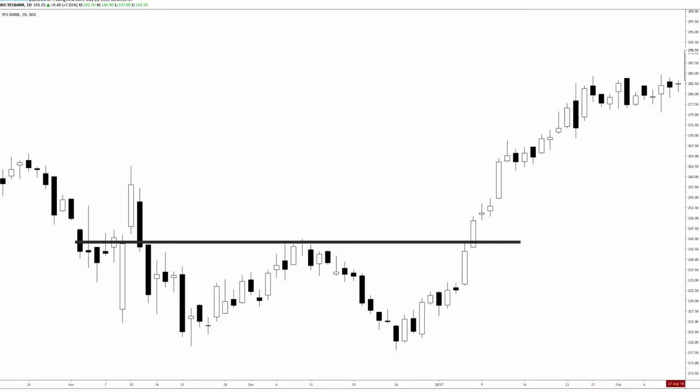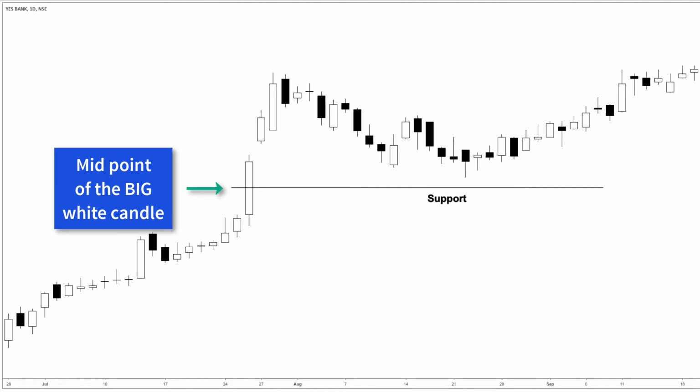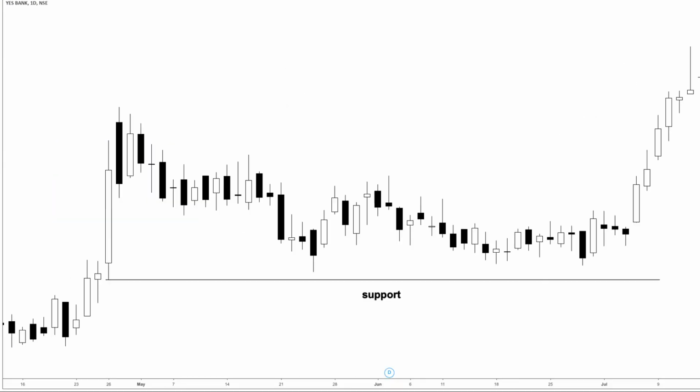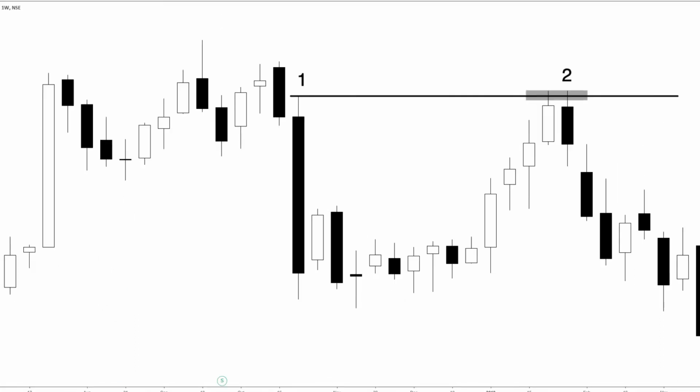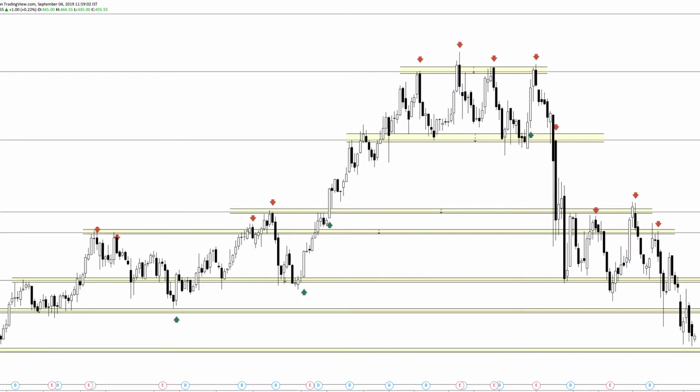Similarly, there is the big black candle. If it breaks a support, the midpoint of the big black candle acts as a resistance, and the top of the big black candle also acts as a resistance. Let's dive in the chart and let me show you some examples, and then you can try it on your own charts.